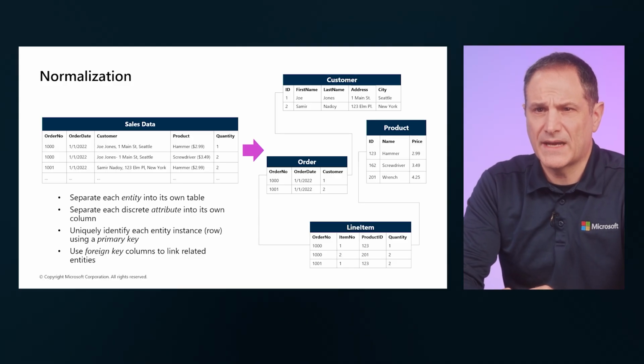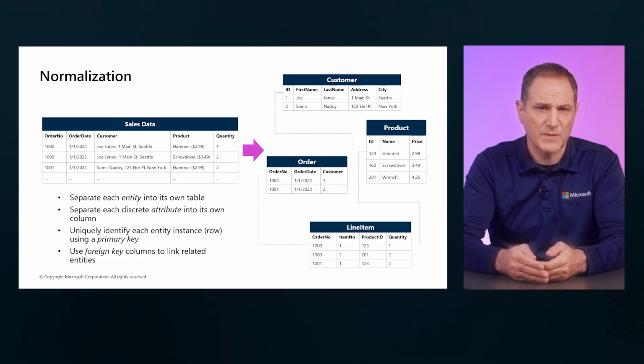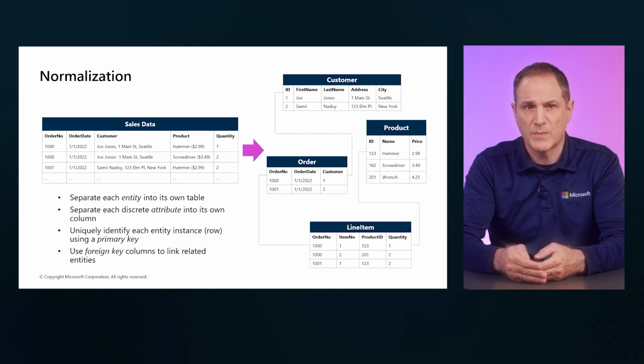A normalized database fixes this problem by storing each entity once and referencing it everywhere it's needed. Customer information goes into a customer table, product information goes into a product table.